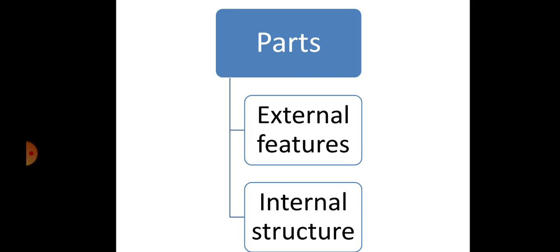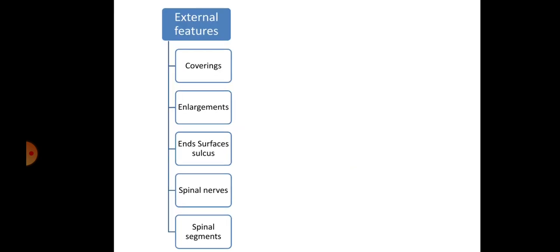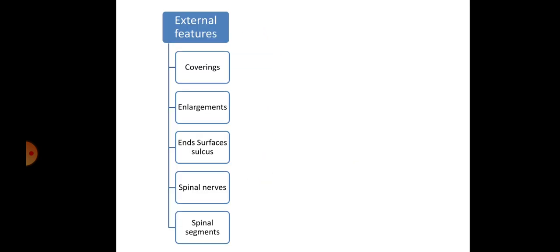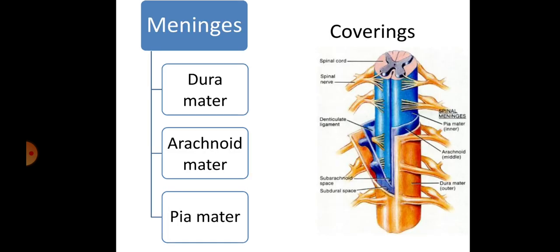As for the anatomy, first we are going to discuss the parts of the spinal cord. The parts of the spinal cord are divided into two: first the external features, next the internal features. First, the external features of the spinal cord. We are going to discuss the coverings of the spinal cord, the enlargements of the spinal cord, end surfaces, sulci and fissures related to the spinal cord, and the spinal nerves and spinal segments. One by one we are going to discuss.